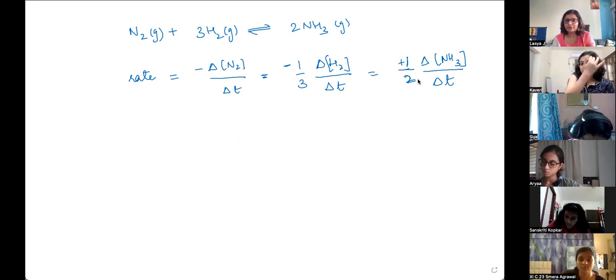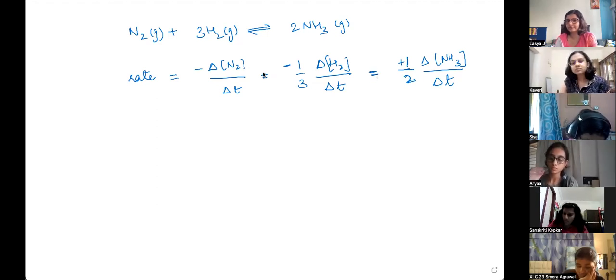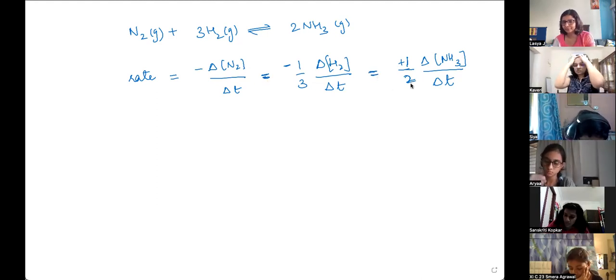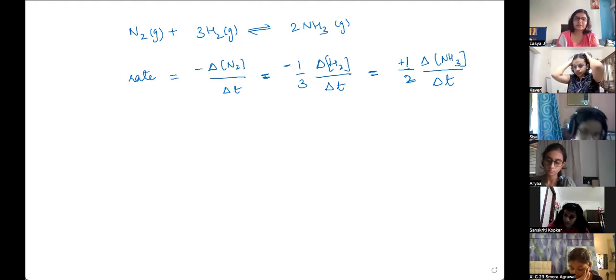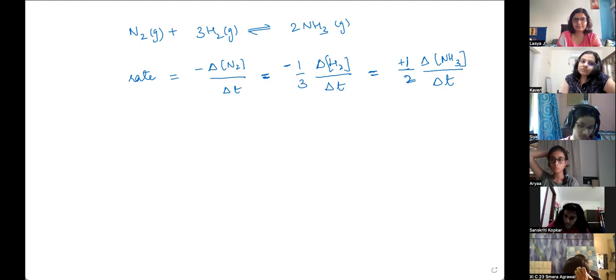So don't forget about the coefficients, and this is how you equate it. The rate of disappearance of any of the reactants will be equal to the rate of appearance of the products. Don't forget that all of them are equal to each other. This is the expression. We'll do one question based on this concept. Let me know once you're ready, then I'll display the question.